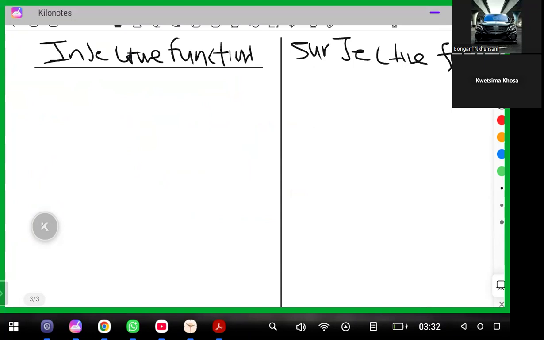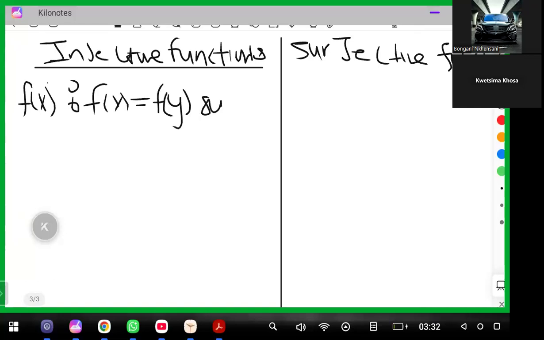So under injective functions, what we know is that in order for any function to be injective, let's say f of x, then if f of x is equal to f of y, x must always be equal to y. So this is the condition for one-to-one.